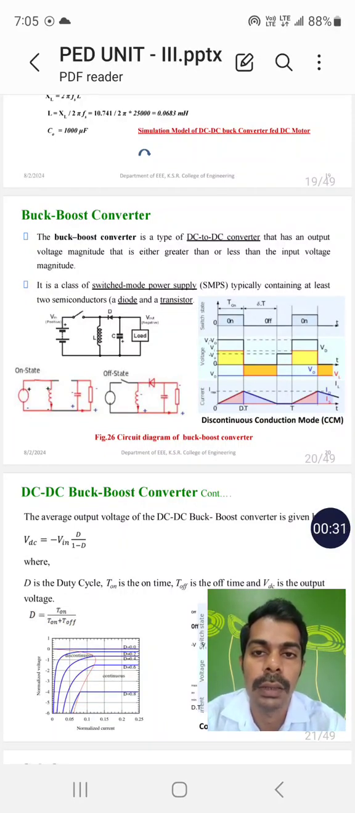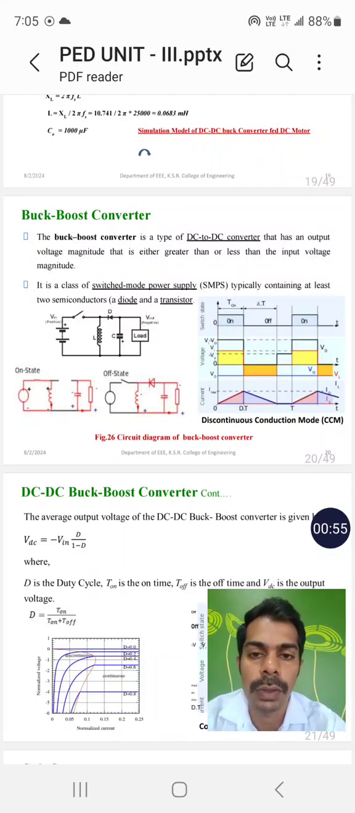The purpose of using this converter is converting a fixed DC supply to a variable DC supply. For example, when we are giving the input voltage as 10 volt DC, in the output we can increase the voltage above 10 and we can decrease the voltage below 10.